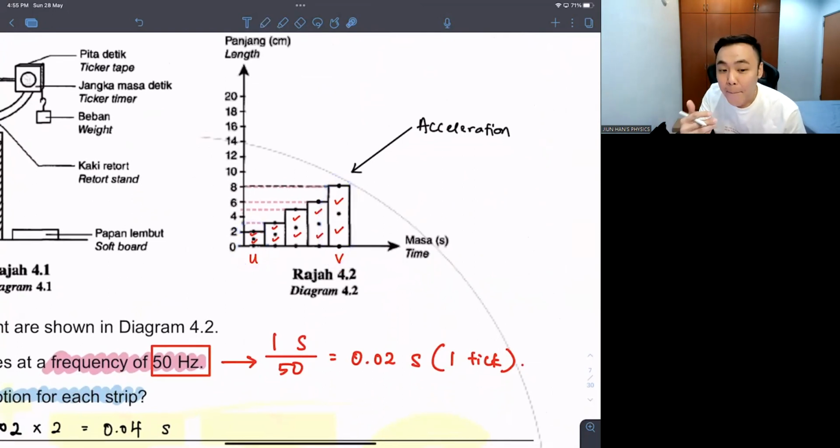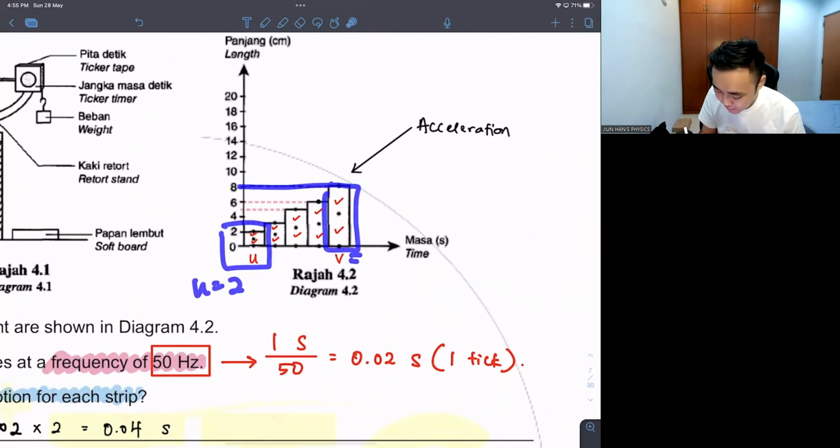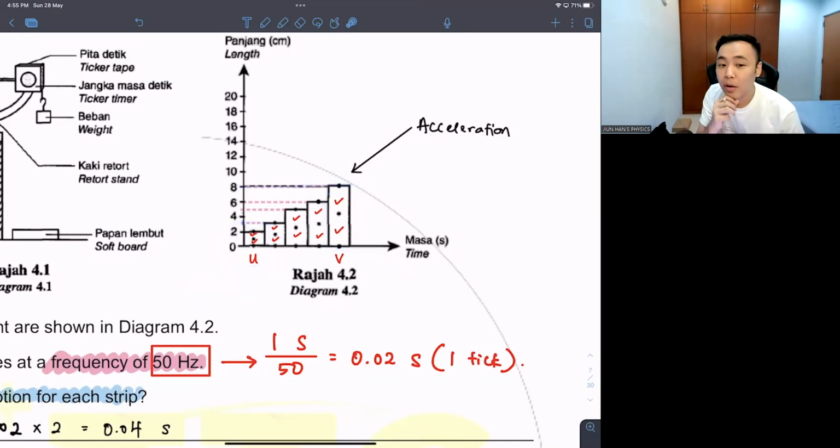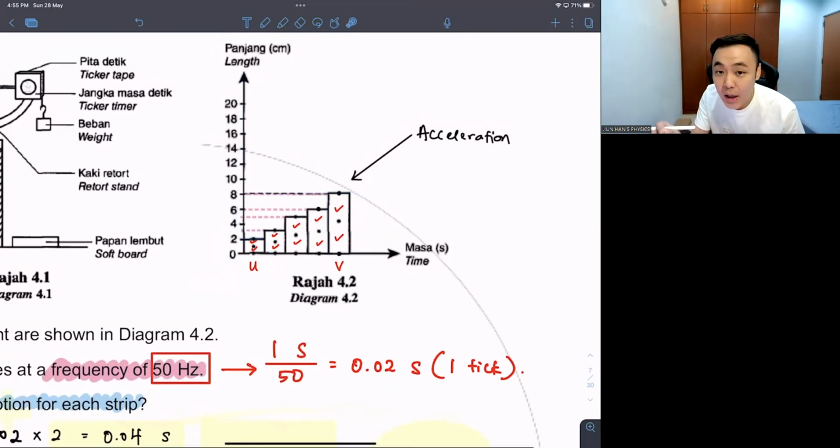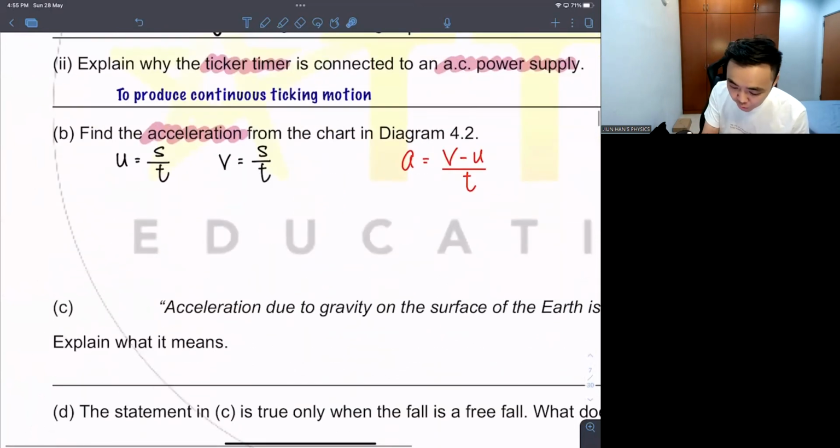Because starting, final, right? Now, can I take the 2 here as my U? Can I take the 8 here as my V? Can we do that? Why not? Because that 2 is what? That's cm. That's your length. So why they give it to you? For you to calculate, not to substitute straight away. You understand? Now you see, U is 2 cm, V is 8 cm. So what we're going to do, we put here, U is 2 cm, V is 8 cm. Am I clear? Are you still with me?